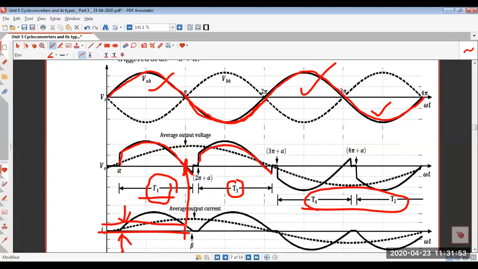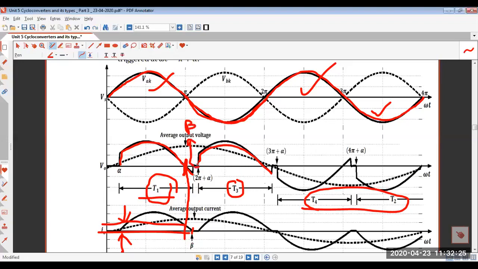So the load current will take some time to dissipate through the conducting SCRs. So it will become 0 at some angle beta, which we generally call the extinction angle. As soon as beta has arisen, this voltage is also 0. So now the output voltage has become 0, and here you can see at beta.